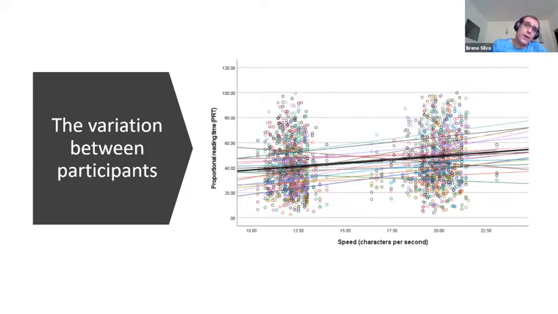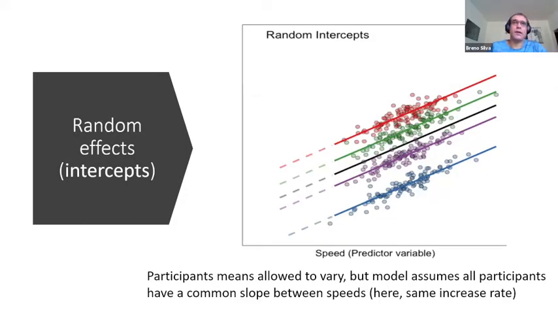Now, when you are entering random effects in the model, you can enter them as random intercepts, random slopes, and basically both. And you can correlate them, okay? Today, we will do only random intercepts and random slopes. I will explain in a second, okay? We will not correlate them for the sake of simplicity. That's it. Now, what do I mean by random intercepts?